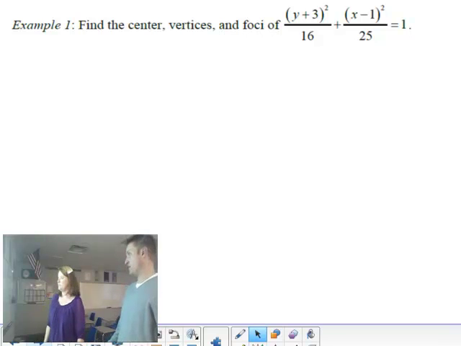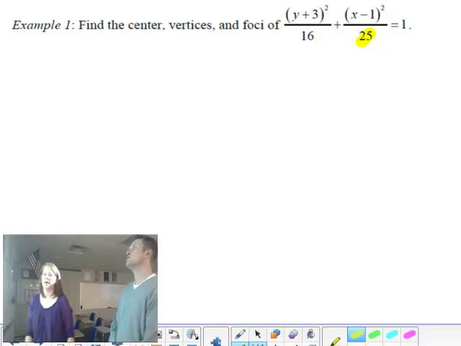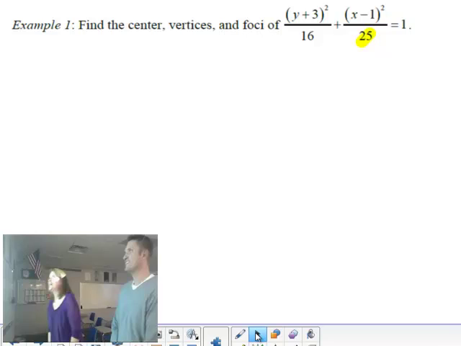Well, we should be able to tell right from the equation, shouldn't we? Absolutely. I see a 25. I know that's bigger than 6. I know 16? It's bigger than 16. I know it's under the x.